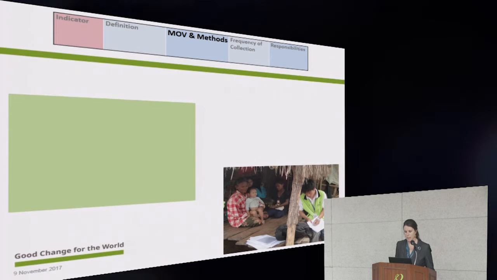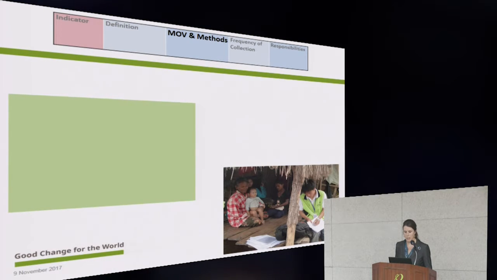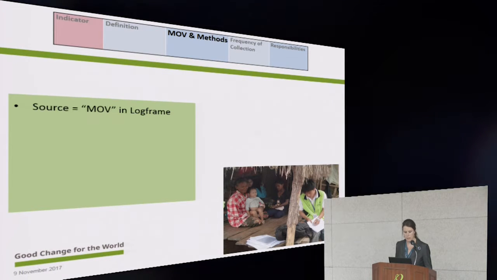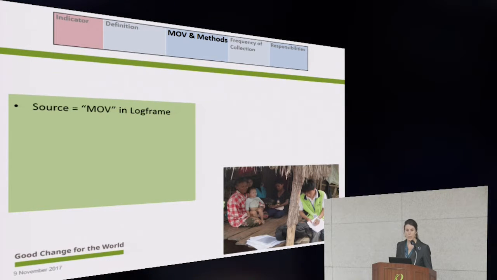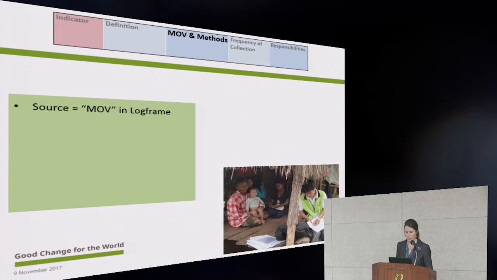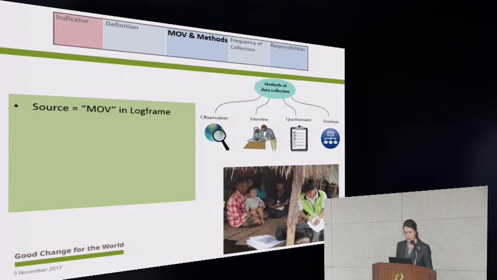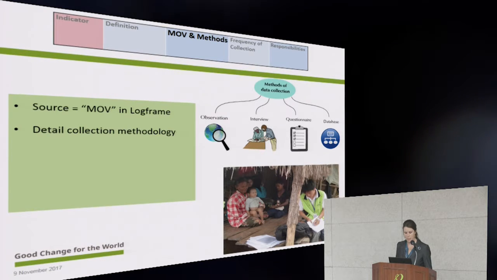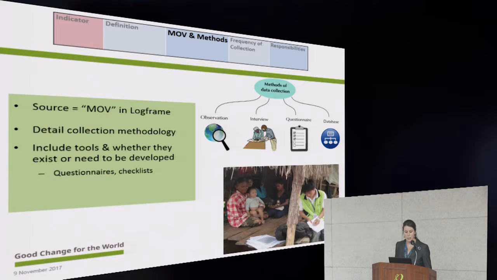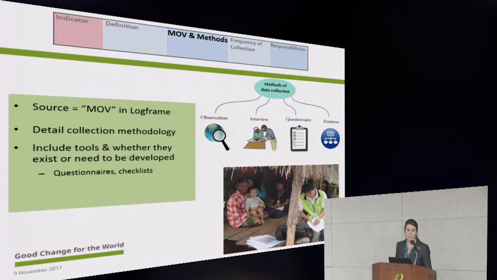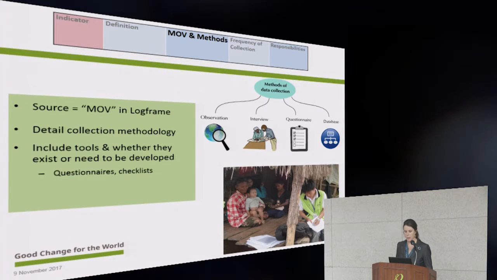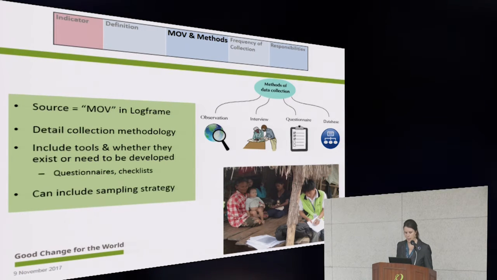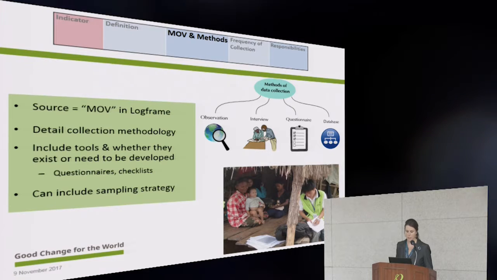So you already identified your MOVs or your sources in the log frame. You're going to include those sources here as well, your MOV, but you're also going to include a lot more detail about the methods that you'll use to collect the data. You're going to detail your collection methodology and include any tools, whether they need to be developed or whether they already exist. So your actual questionnaires, checklists, whatever tools you might need. And you can include your sampling strategy here.